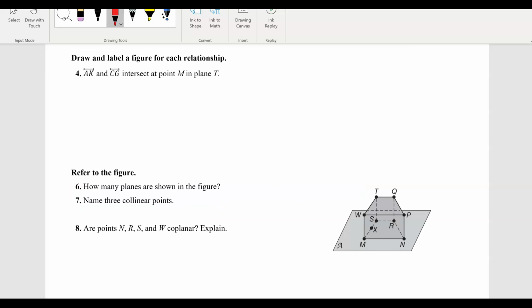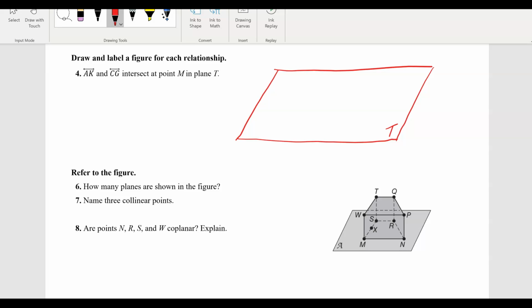So on our actual quiz, we won't have to sketch anything by hand, but this is a good exercise to help us understand. And this is kind of a difficult one because we're going to have to go 3D on this. So I have two lines, AK and CG, and they're going to intersect at point M. I can picture that, but I want all of this to happen in plane T. So the first thing I'm going to do is go ahead and draw a plane. And what I like to do with that is label the plane T, so that T is going to just sit off in the corner there.